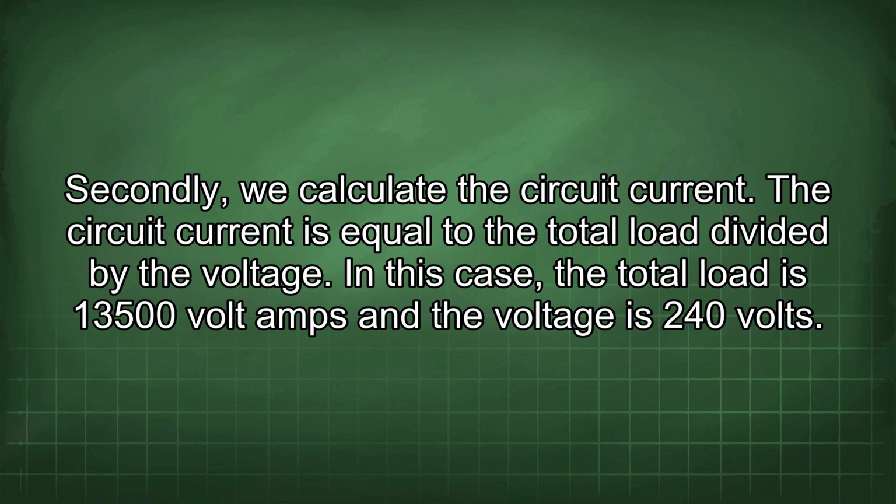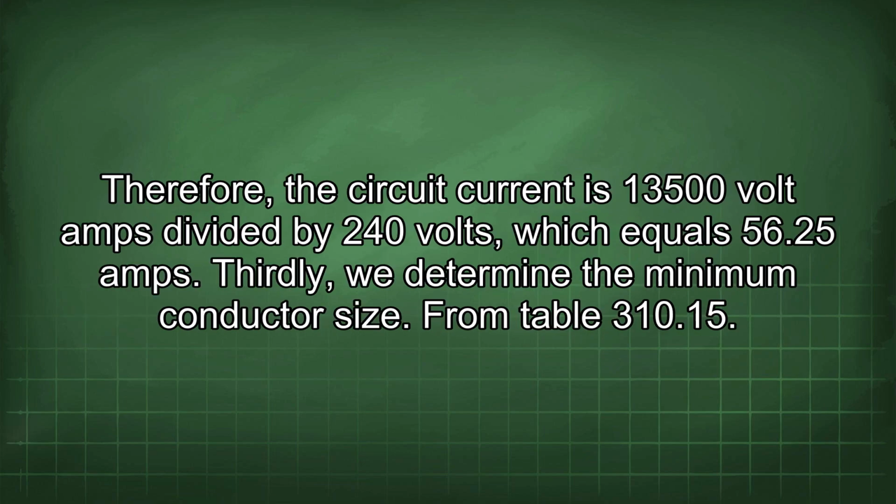Secondly, we calculate the circuit current. The circuit current is equal to the total load divided by the voltage. In this case, the total load is 13,500 volt amps and the voltage is 240 volts. Therefore, the circuit current is 13,500 volt amps divided by 240 volts, which equals 56.25 amps.